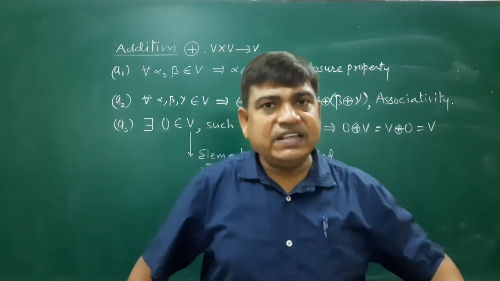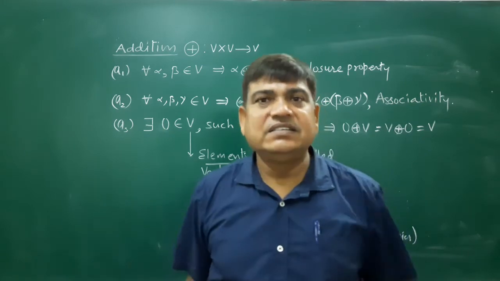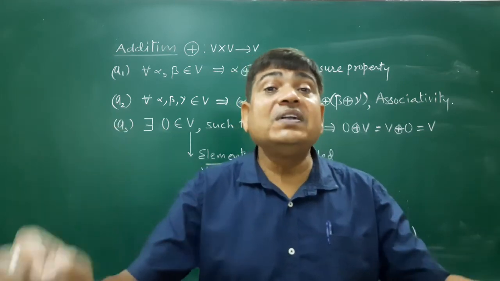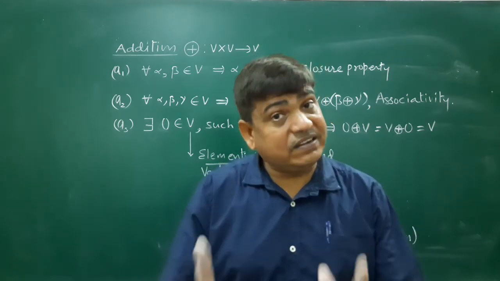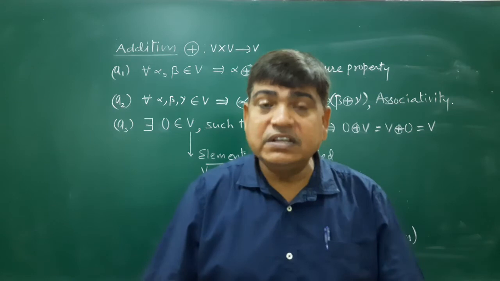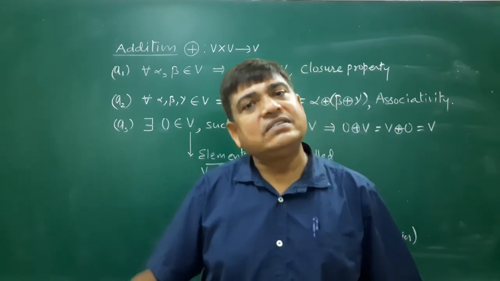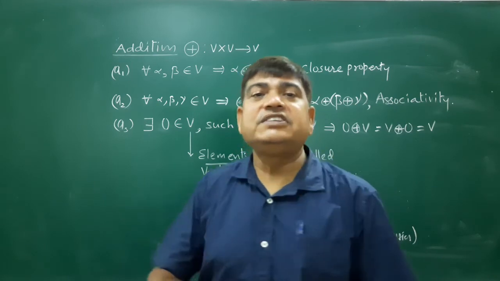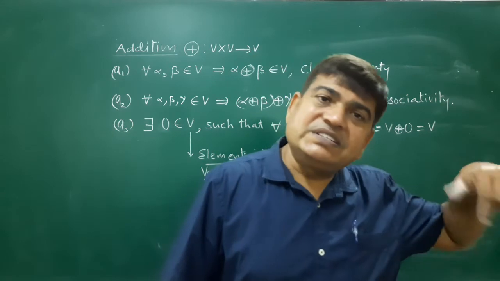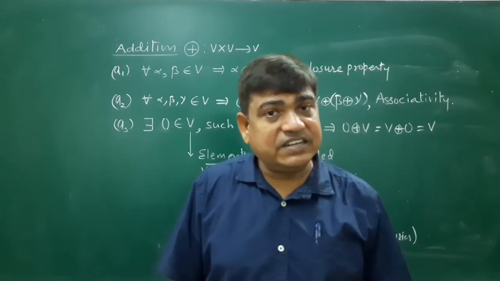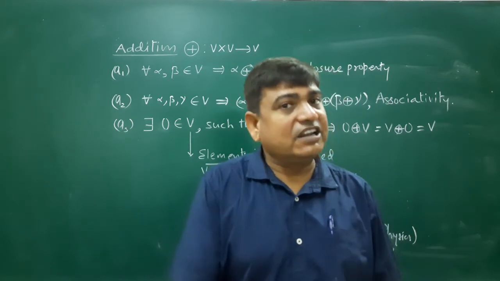The set V, we are defining. What is that? V is a non-empty set and its elements are called vectors along with two binary compositions. One is known as addition, other is known as scalar multiplication. One operation is internal, that is addition. Other operation is external, that is scalar multiplication.